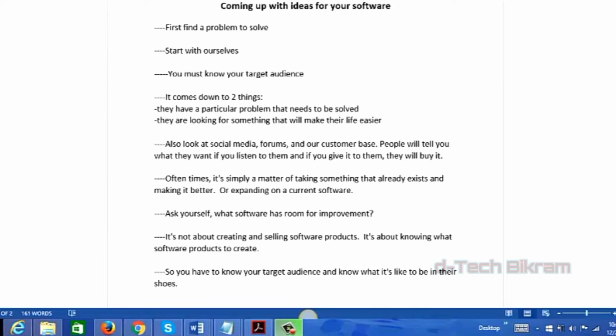Because most of the time people will tell you what they want, and if you give it to them, they will buy it. Oftentimes it's simply a matter of taking something that already exists and making it better, or expanding on the current software. So you have to ask yourself, what software out there has room for improvement? And you have to remember this: it's not about just creating and selling software products. There's a lot of money to be made in selling software products, don't get me wrong, but it's also about knowing what software products to create. So that's why it's important to know your target audience and know what it's like to be in their shoes.